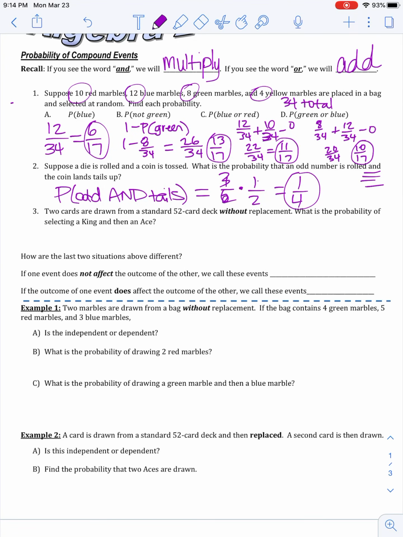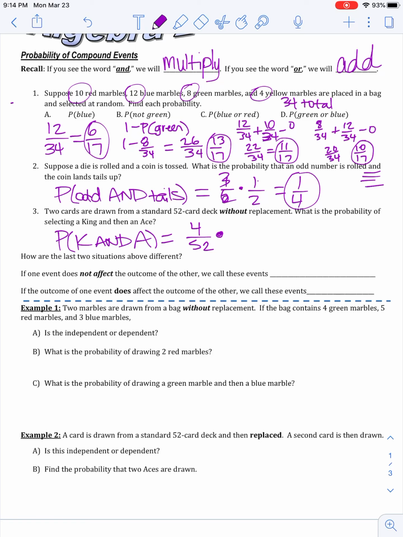2 cards are drawn from a standard 52 card deck without replacement. Without replacement means you pick a card and you don't replace it or put it back when you pick your second card. So what is the probability of getting a king and then an ace? So if I want the probability of a king and an ace, I have to start with the probability of a king. That's 4 out of 52. We have 4 kings in a deck out of 52 cards. And means I'm going to multiply. Now I want the probability of an ace.